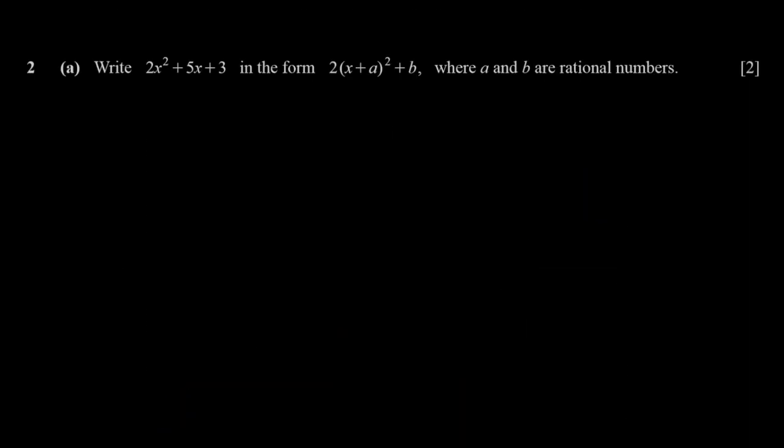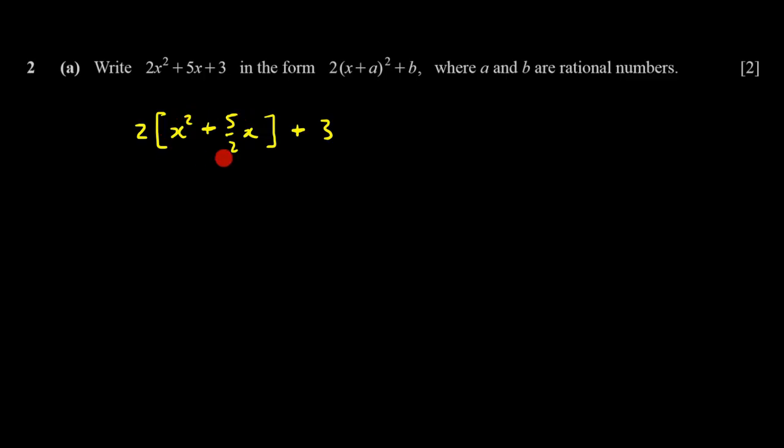Okay, so here we are in question 2. We want to write this quadratic here in this completed square form. So how are we going to do that? Well, firstly, we need to take the coefficient of x squared, and we need to factorize out that coefficient. So I'm going to write here 2 bracket x squared plus 5 upon 2x plus 3. Okay, we don't need to factorize out the last term there, so we can just leave that outside the bracket.